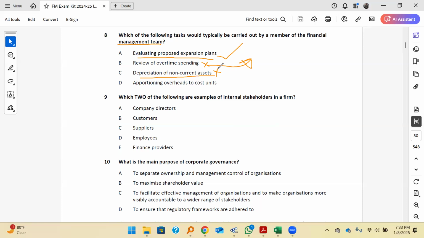As far as they are concerned, once the asset is bought, they just look at how much money it is bringing, not how it is being depreciated. So we shall see, when we are calculating, we don't actually look at that calculation.